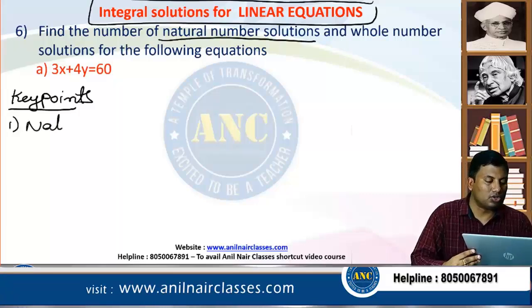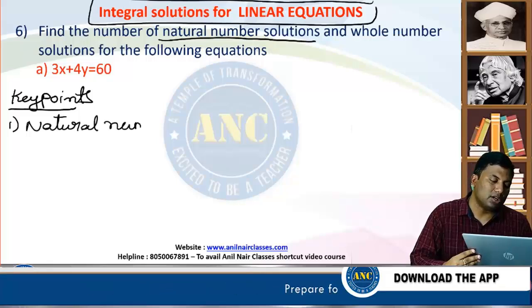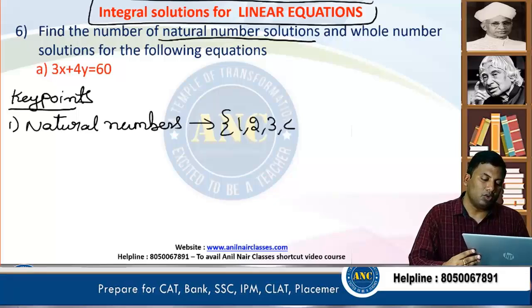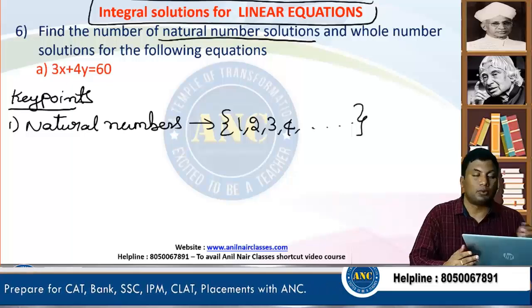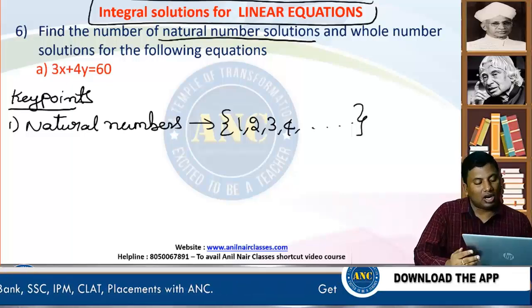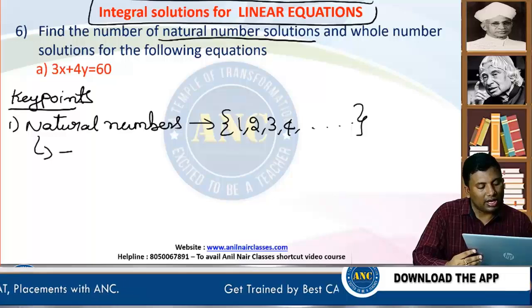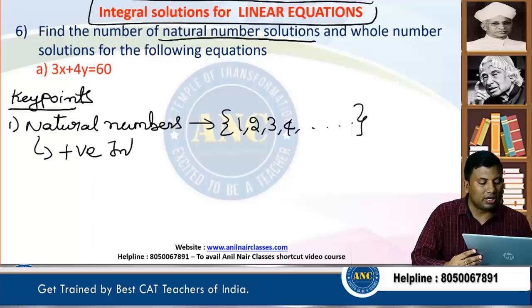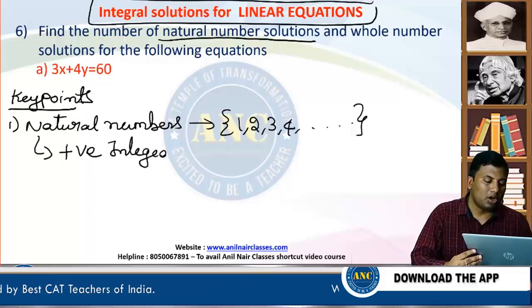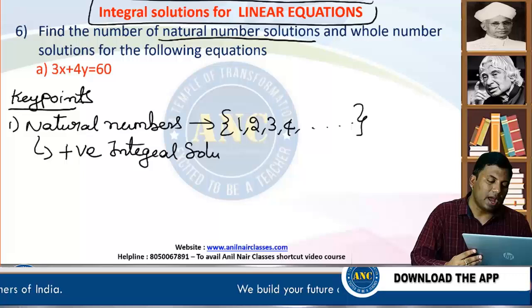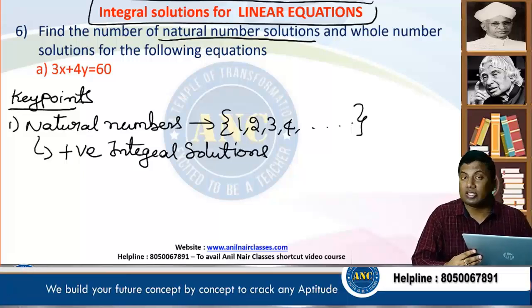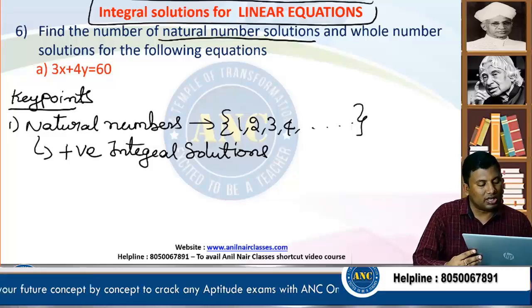Natural number solutions. Natural numbers are the numbers which can be counted, which is nothing but 1, 2, 3, 4 and so on up to infinity. 0 is not counted. In integers, take only positive numbers, these are also called positive integral solutions. Positive integral solutions and natural numbers both are the same.